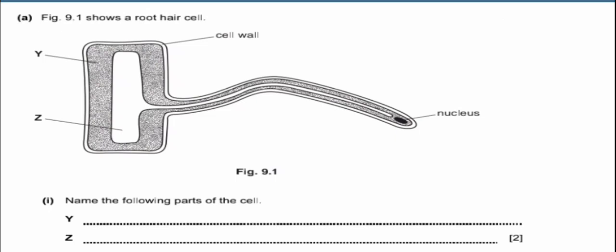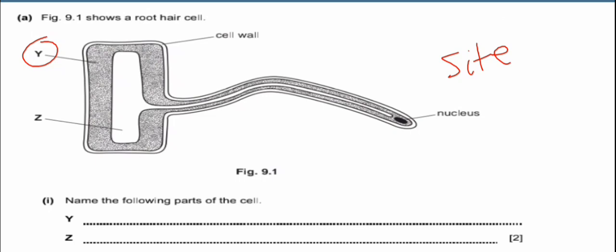The first question reads, question A. Figure 9.1 shows a root hair cell. The function of the root hair cell is to absorb water and mineral salts. So we have structure Y. This structure Y is called the cytoplasm. The function of the cytoplasm, we can say, is the site where the chemical reactions occur. When I use the term site, this means the place where all the chemical reactions occur.